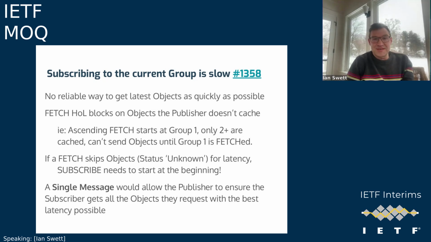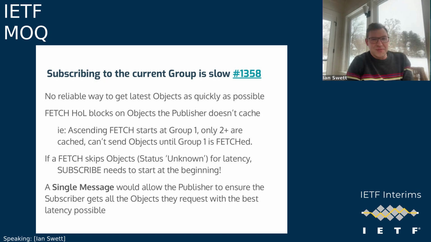If a fetch skips objects with status unknown, which was added recently for latency, now the subscribe needs to know that it needs to deliver any of those objects that were skipped with unknown. But the subscribe and fetch are, in theory, once resolved, unlinked from each other. And so I think the only solution to that is that the subscribe needs to start at whatever group the joining fetch does. I think that's the only solution, and I have a PR to start doing that, but I'm not sure.